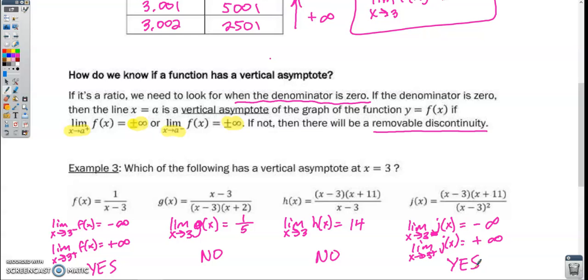All right, so that's about all that we have time for in this video. We're going to come back in the next video and go through a few examples of finding vertical asymptotes and how we can do that using limits.